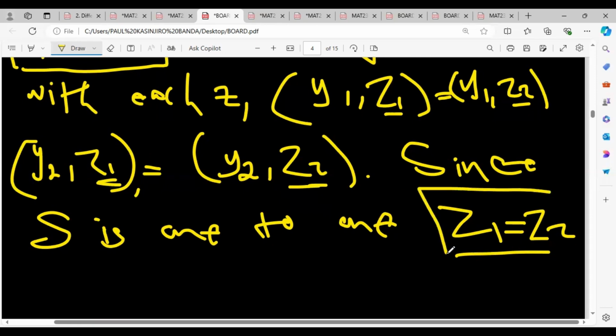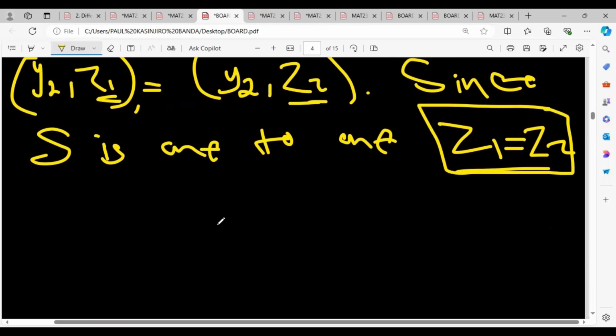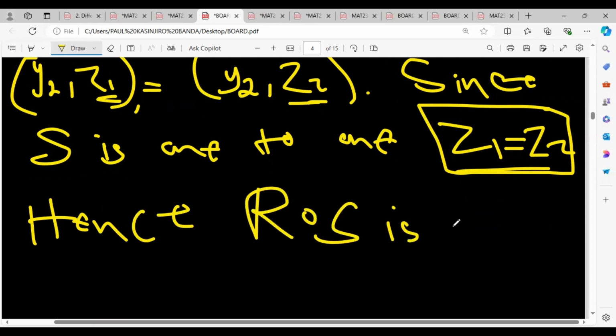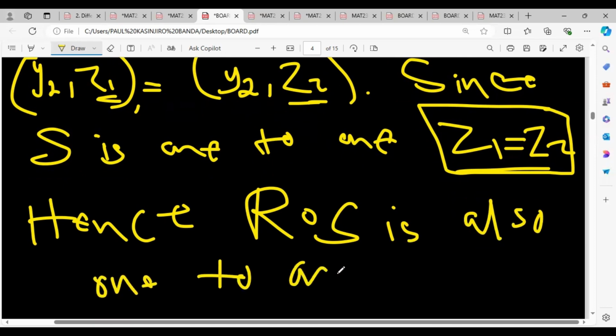Okay, so now since we've proved that the z1 is equal to the z2, then we can conclude that our R of S is also 1 to 1. So maybe it can be a bit complicated, but just try to pass through. If it doesn't make sense, you can always master the proof, because Muzundu will never bring anything that is outside what you cover in class and what he brings in the class. So this is the proof, and then we can go to the other question.